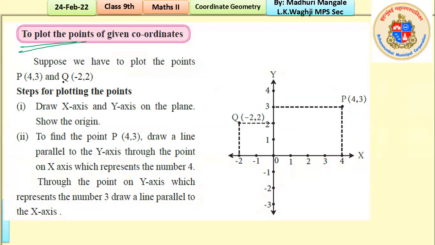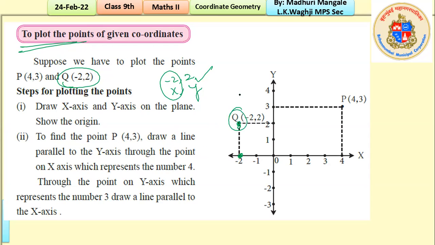So given a point, let's say we are given a point Q, which is negative 2 comma 2. So check what is the x coordinate, what is the y coordinate. Start at x equals negative 2, and y is positive 2. So we move 2 units up. That gives us this point Q.